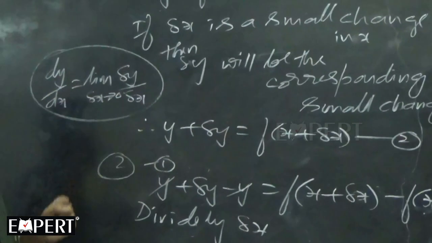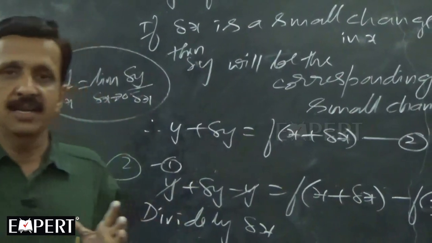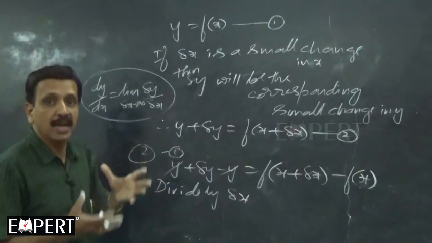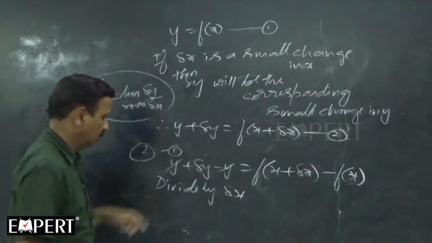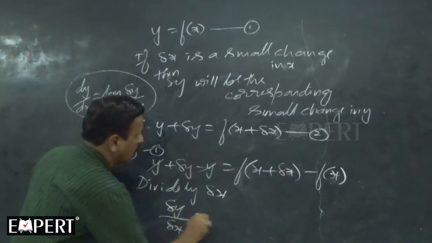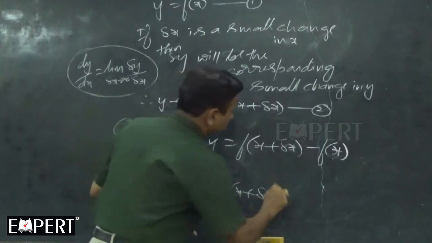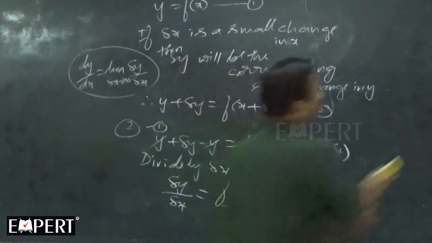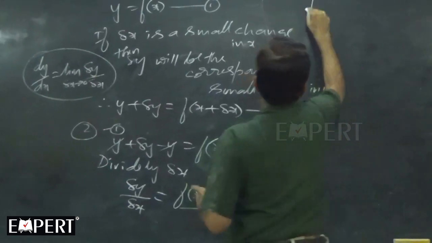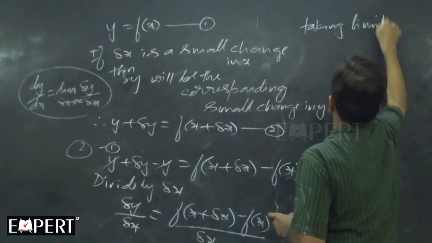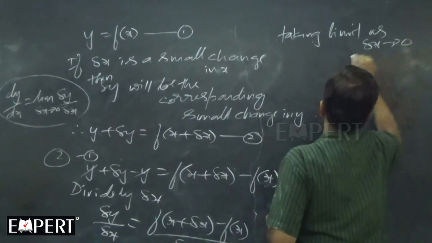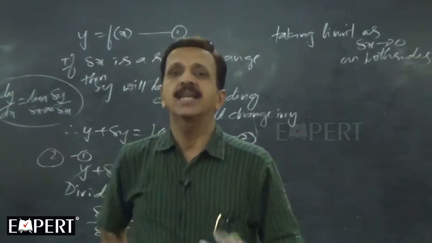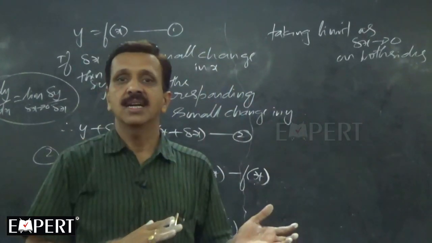Now, I must get an expression for dy by dx in general. For that, what I have to do is, I have to create delta y, delta x, then delta y, then I have to take limit, then you have to get an expression for dy by dx. Look at this. What you will get? Divide by delta x, delta y by delta x is equal to f of x plus delta x minus f of x divided by delta x. Now, I have to take limit on both sides. Taking limit as delta x tends to 0 on both sides. Taking limit is an operation just like squaring on both sides, taking square root on both sides, taking log on both sides, taking tan function on both sides, taking limit on both sides.